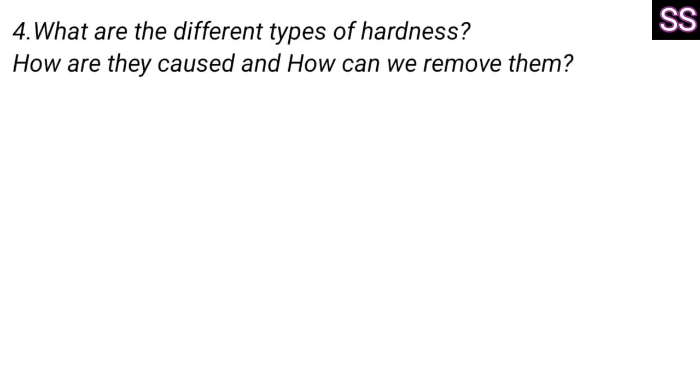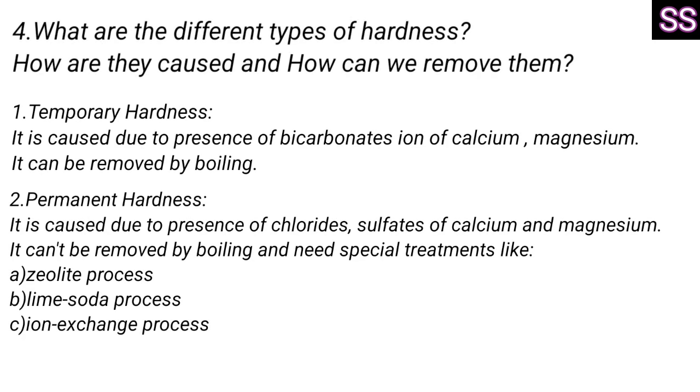What are the different types of hardness? How are these caused and how to remove them? There are two different types of hardness. Those are temporary hardness and permanent hardness. Temporary hardness is caused by dissolved bicarbonates of calcium, magnesium, and other heavy metals and carbonate of iron. Permanent hardness is caused due to presence of chlorides and sulfates of calcium, magnesium, iron, and other heavy metals.